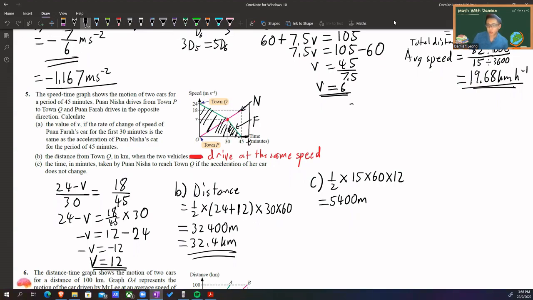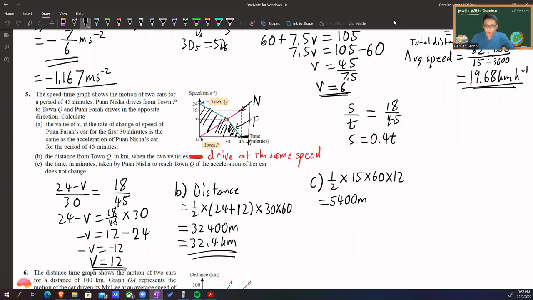So change in speed over change in time is equal to the change in speed over change in time at another point. So I can take 18 over 45. I can also take the V over 30. Yeah, 12 over 30 will give us the same thing. 12 over 30 is 0.4. 18 over 45 is also 0.4. So the speed is 0.4 times the time.